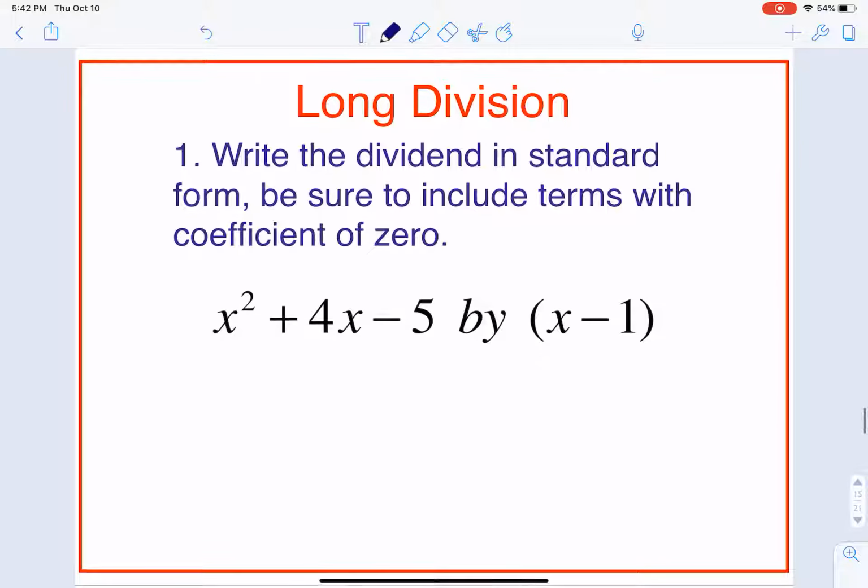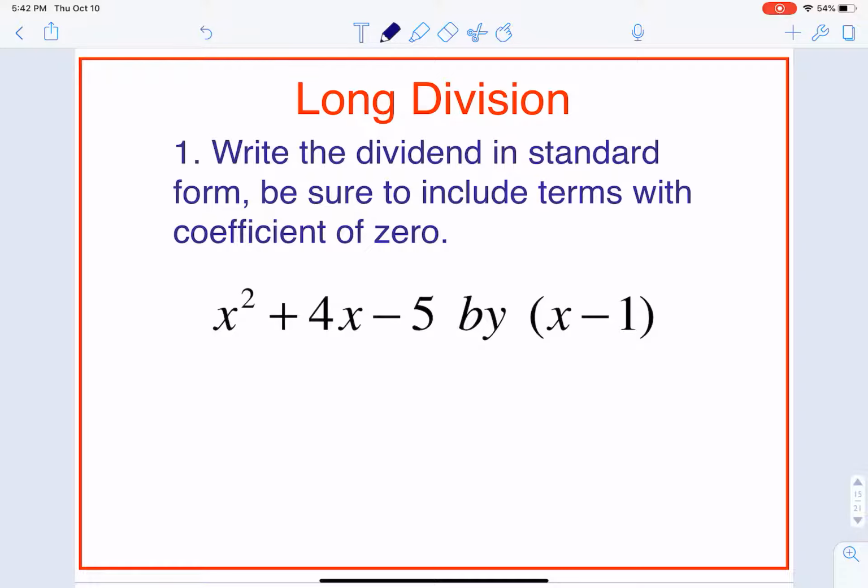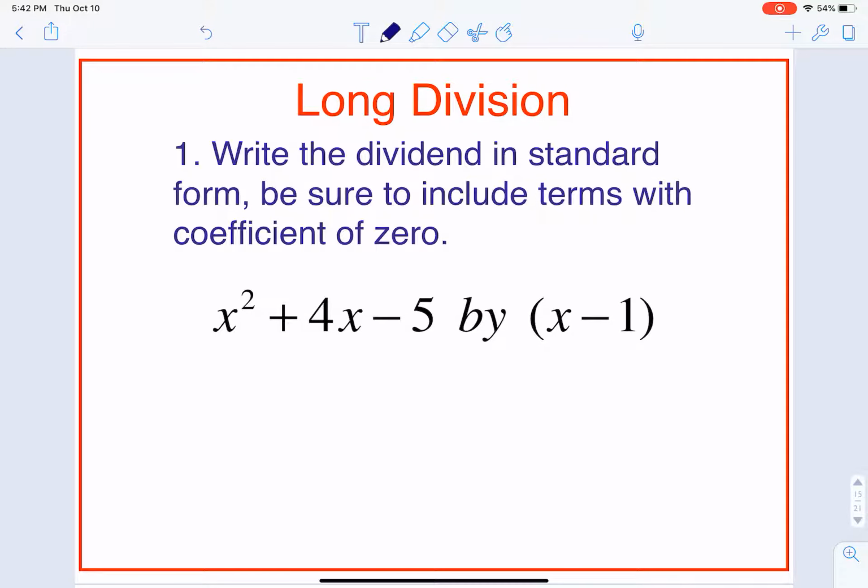So long division, the first thing that we need to do is write the dividend in standard form. So this would be what we're dividing into. So my dividend here, I went ahead and wrote that in standard form. And it says here, be sure to include terms with coefficient of 0.